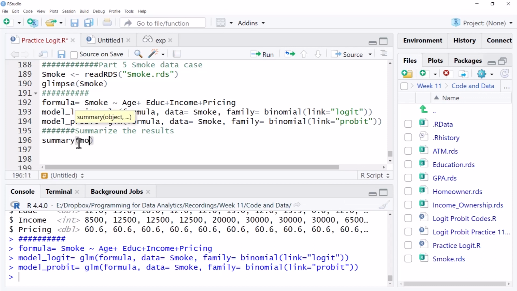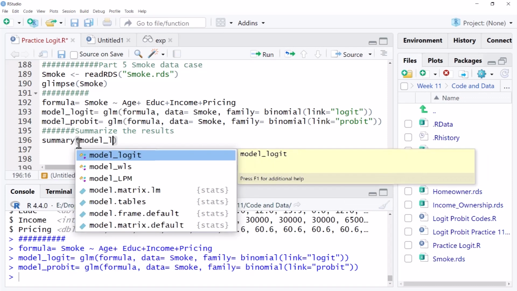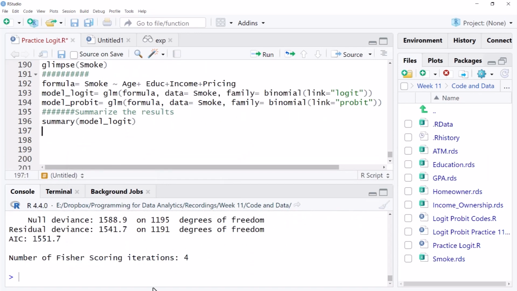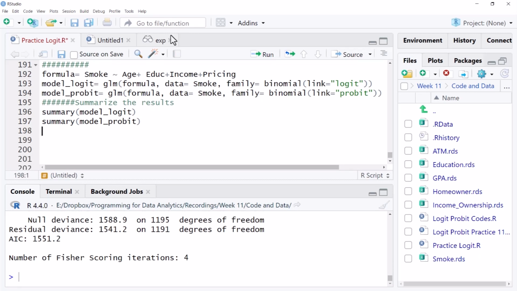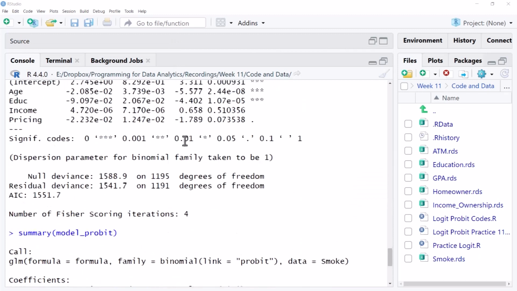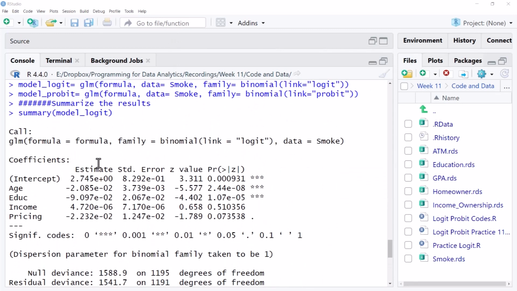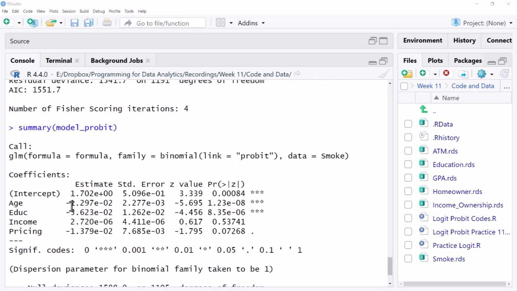Summary model_logit, and similarly we'll summarize model_probit, and then we'll interpret. Let's interpret the result. So let us start by interpreting the logit probit results. These are our logit results. We have age, education, and pricing variable as quite significant, and these are our probit results. Again, age, education, and pricing variable are significant.